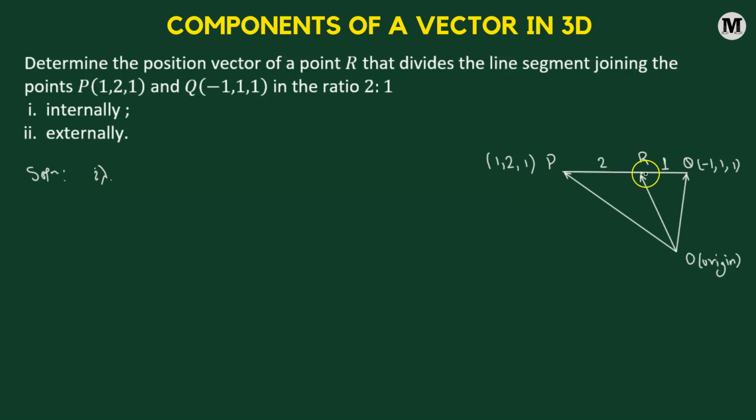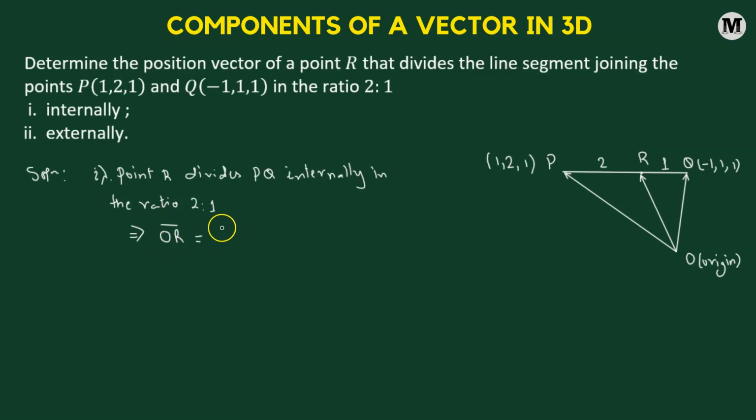So here, point R divides PQ in the ratio 2:1 internally. So using the internal section formula, the position vector of point R, which is defined by OR vector, is going to be equal to 2 times the position vector of point Q, that means OQ vector, added to 1 times the position vector of point P, so we have OP vector, divided by 2 plus 1. This is going to be equal to 2 times OQ vector.